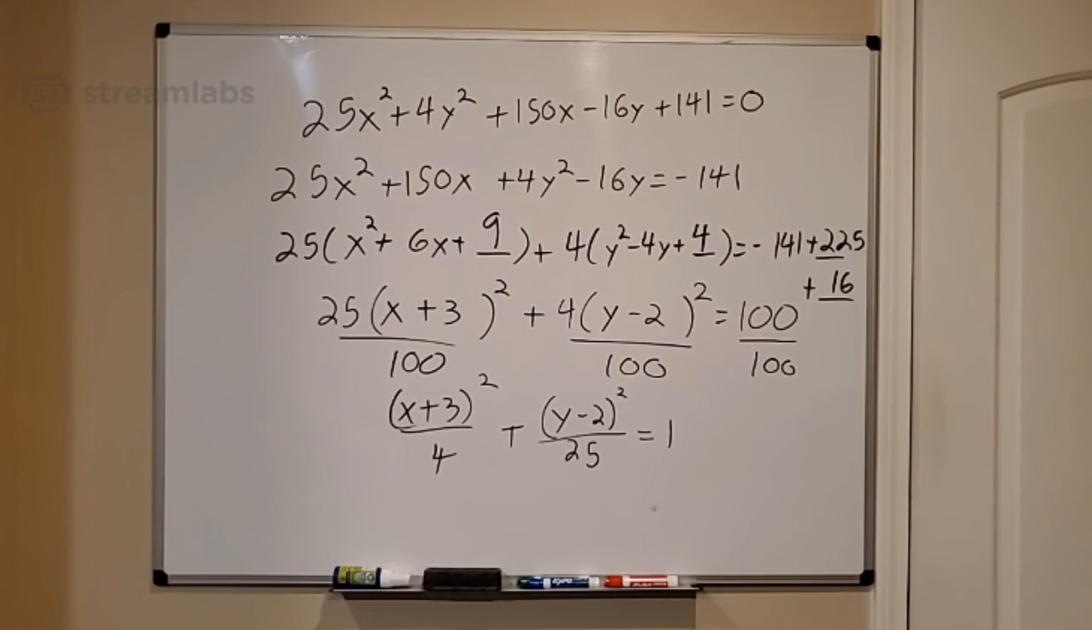Is it going to be vertical? Yes, it will be vertical. Why is it vertical? Because B is larger. Yep.